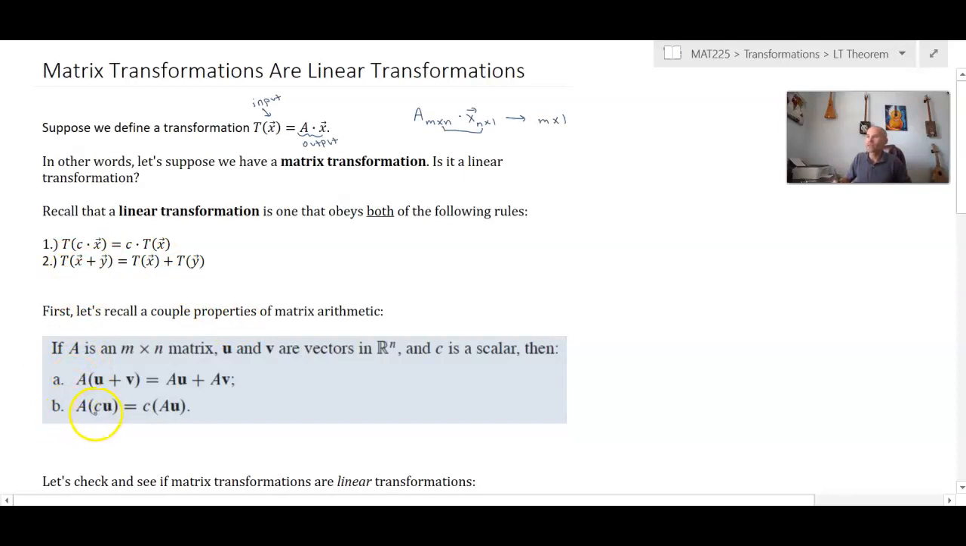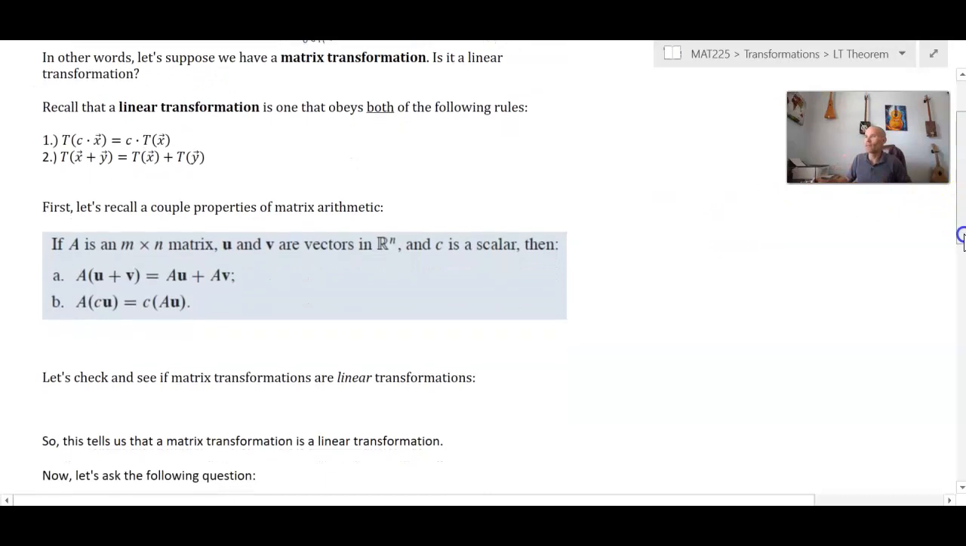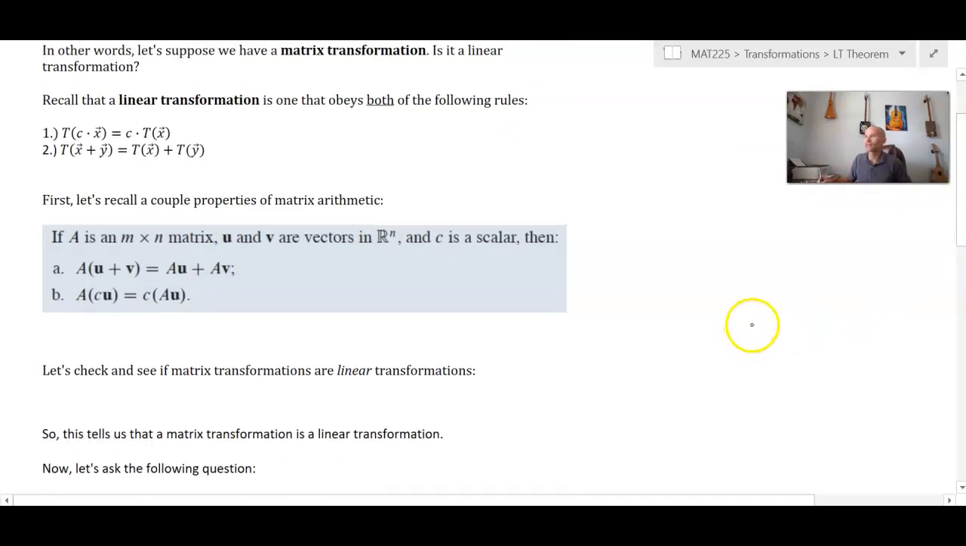Also, if you scale a vector first and then multiply it by a matrix, you get the same answer as if you multiply the vector by the matrix first and then scale that result. So this will not be too hard to show that matrix multiplication is in fact a linear transformation. So let's show that the left-hand side equals the right-hand side of property A.